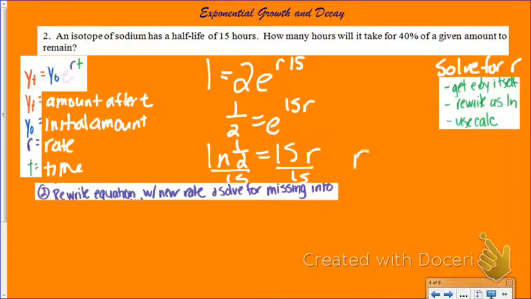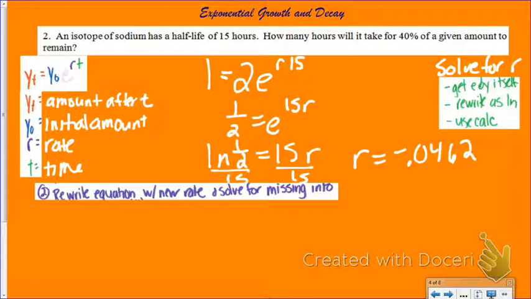So I'm going to say that my R is a negative 0.0462. Now think about the reason that your R value is negative. Okay, in this case, this is decreasing. It's actually exponential decay. Now you'll see some problems that you work out where it won't be decay and that R will be positive, and that's okay. It's just a matter of what it is that you're actually working with.